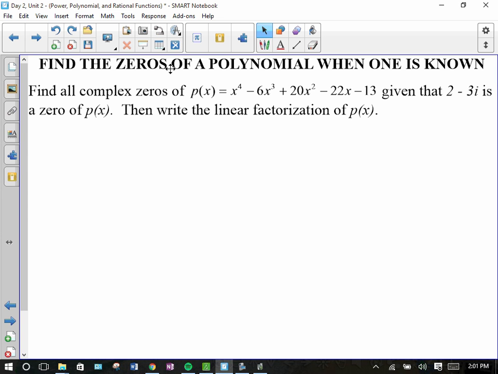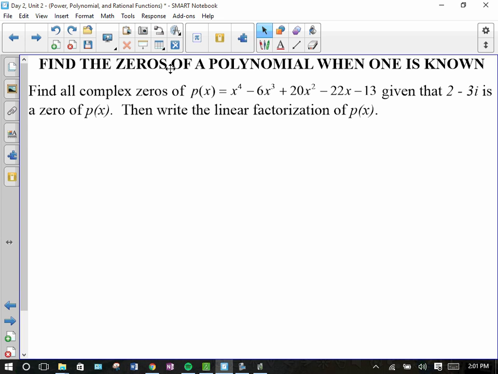Alright. So this problem's a lot like the one we just did. Alright? Except in this case, instead of me giving you positive zeros or no zeros, I'm giving you the fact that we know that 2 minus 3i is a zero. So we know that there's at least one complex zero. Alright? So, what's the first thing you guys want to do?